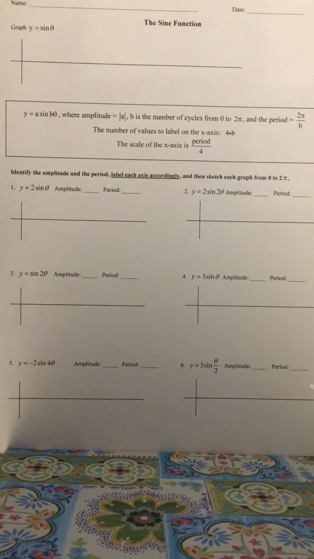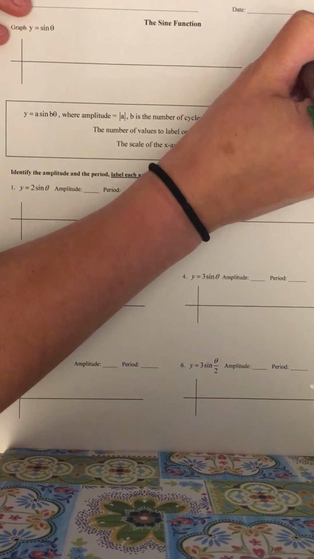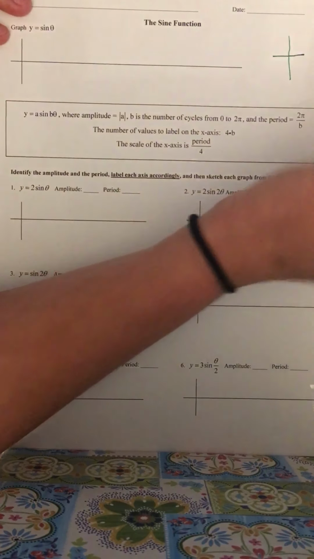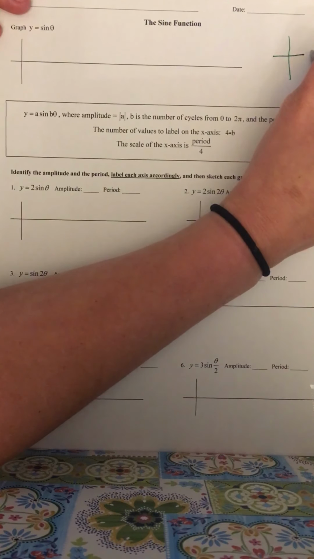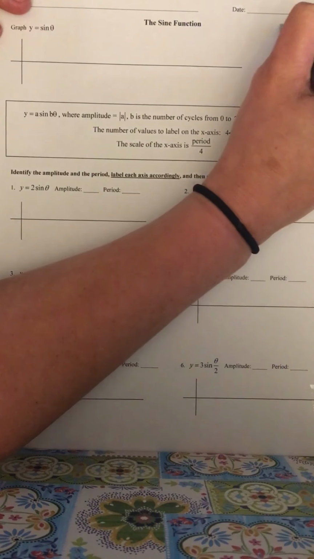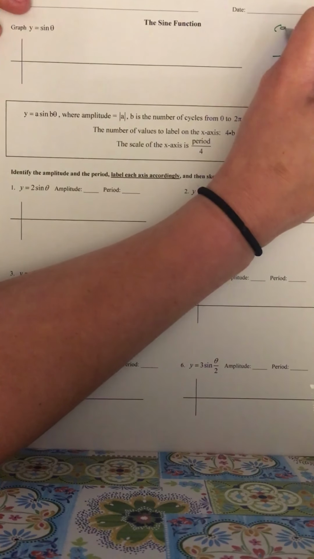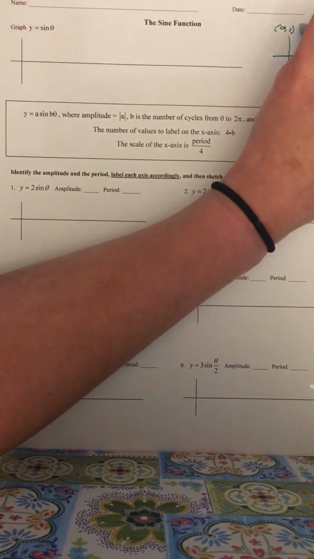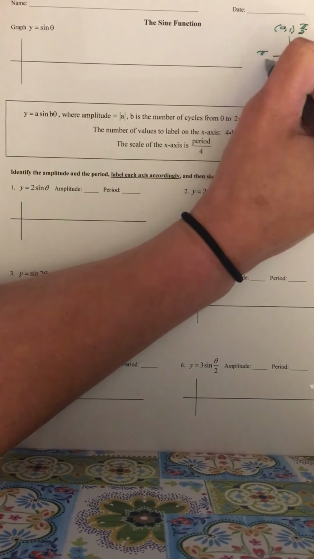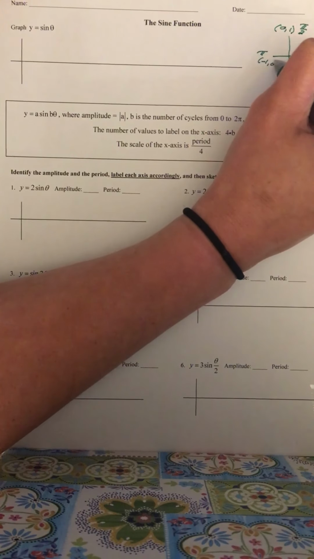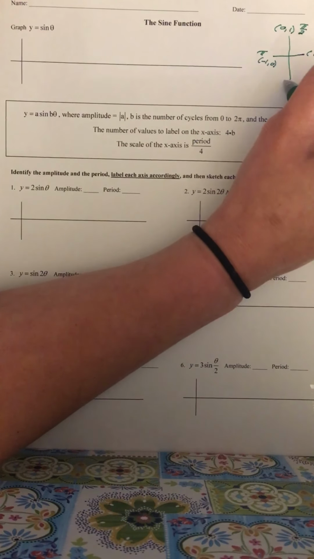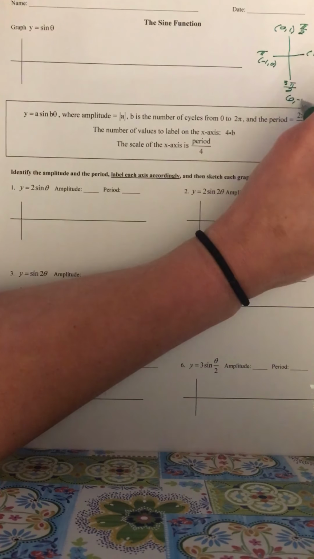Today we're going to be graphing the sine function. One thing we can use to help us graph this is the unit circle. Remember at the unit circle, at 0 radians, our point is (1, 0). Here our point is (0, 1), and that is at pi halves radians. At pi radians, our point is (-1, 0), and at 3 pi over 2, our point is (0, -1).